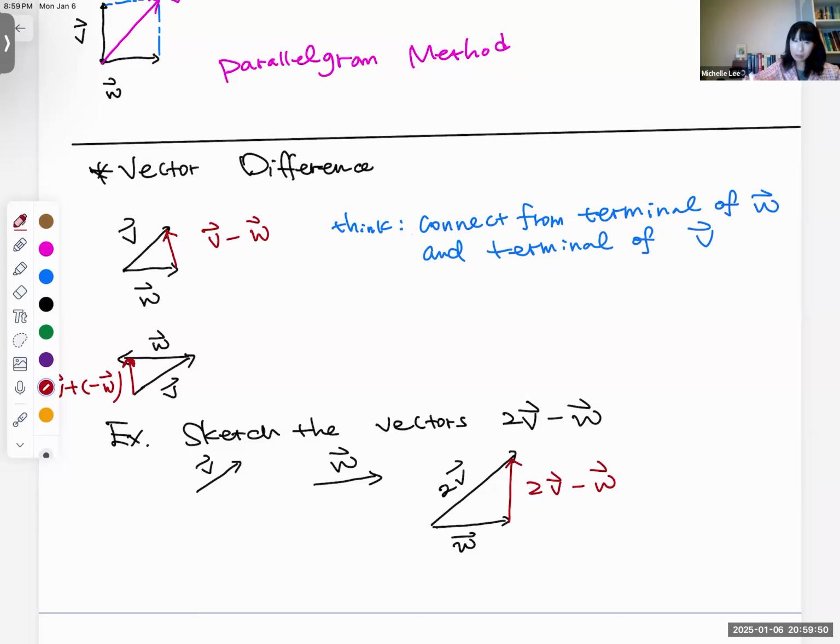Okay, how about the other method, right? So we have 2v and w, so the opposite direction. This is negative v, right? I am very sorry, I did not mention that. Negative v, yeah. So negative v.